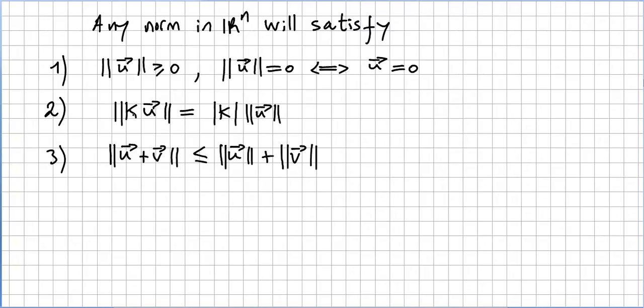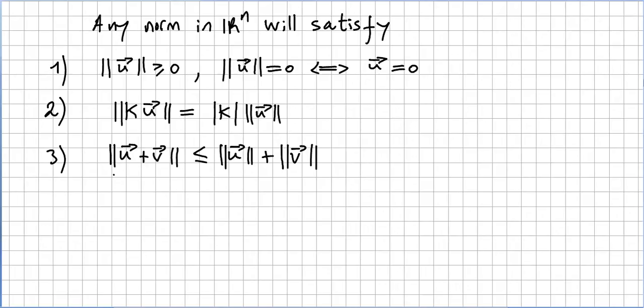Second property: for a scalar k times a vector u, the norm of k times the vector u will be the absolute value of k times the norm of the vector u.